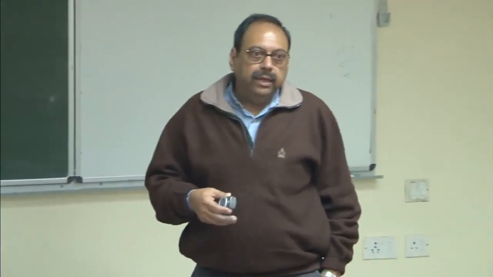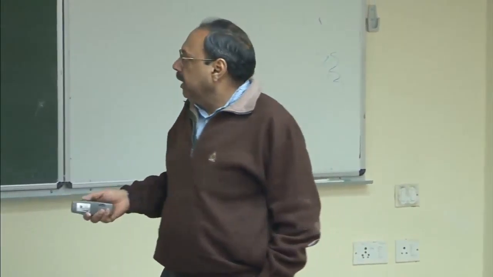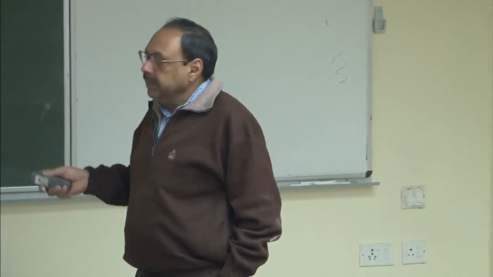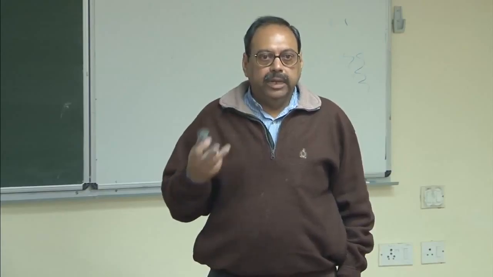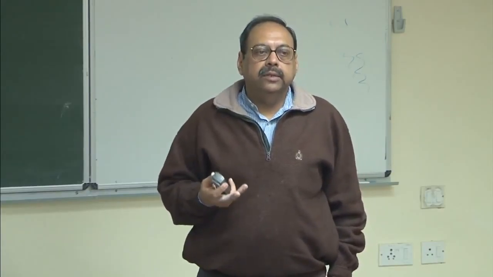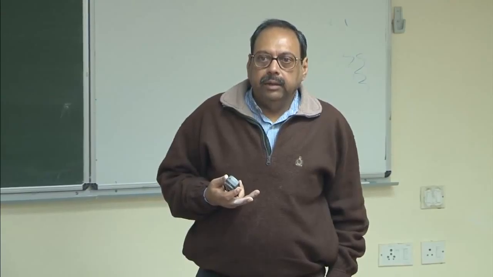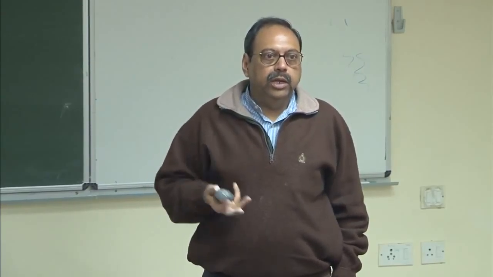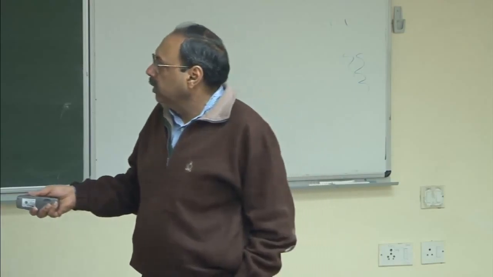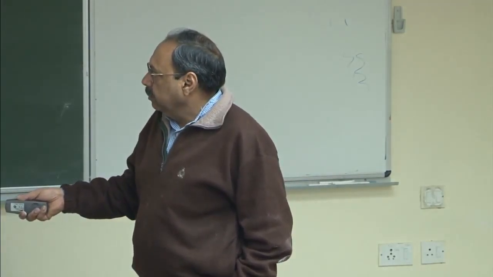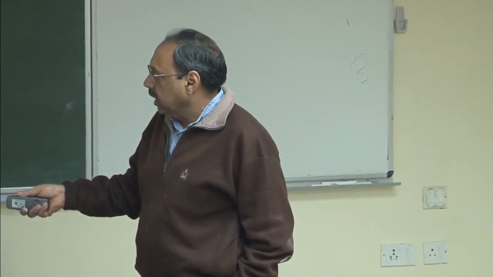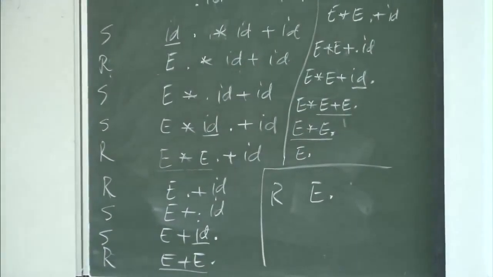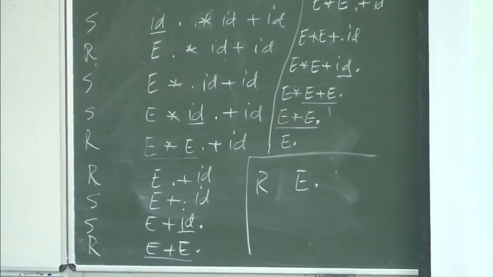Shift pushes a terminal symbol on the stack. And what does reduce do? Reduce takes something which is immediately left of the dot, which means it is on top of the stack, and which matches the right hand side of a production. If it matches the right hand side of a production, what action do I take? I am going to pop all those symbols and push the left hand side on the stack. So when I say that E star E matches the right hand side of a production, I am going to pop these three symbols from the stack and push E on the stack. That is what my reduce action is.